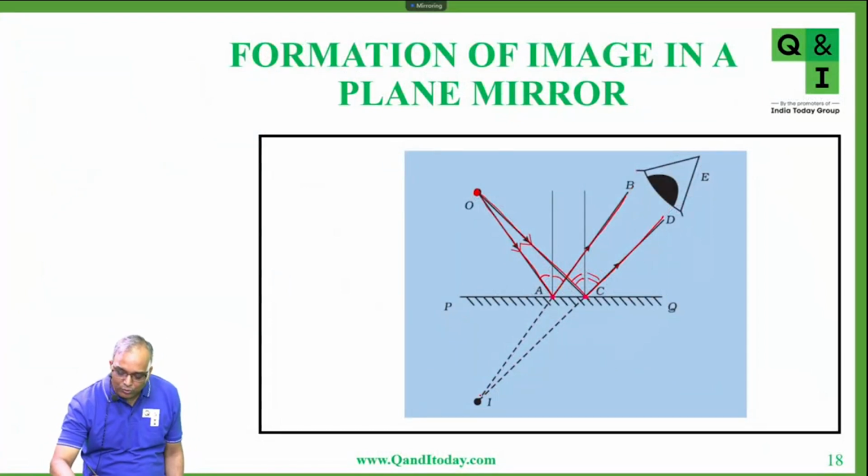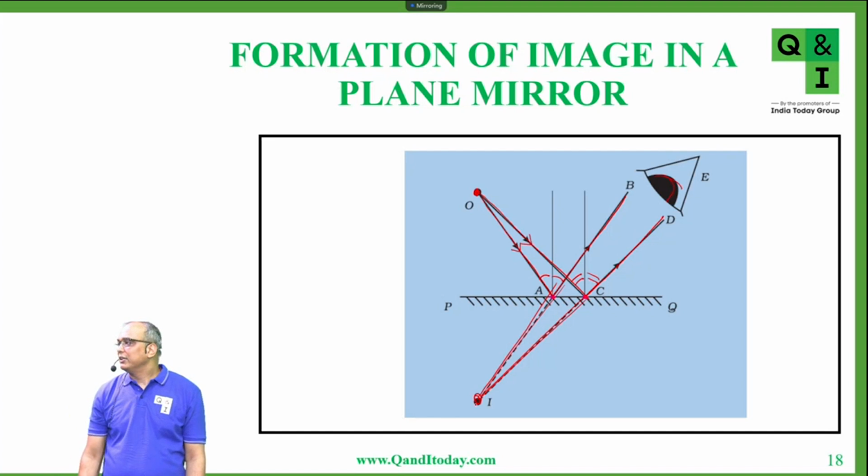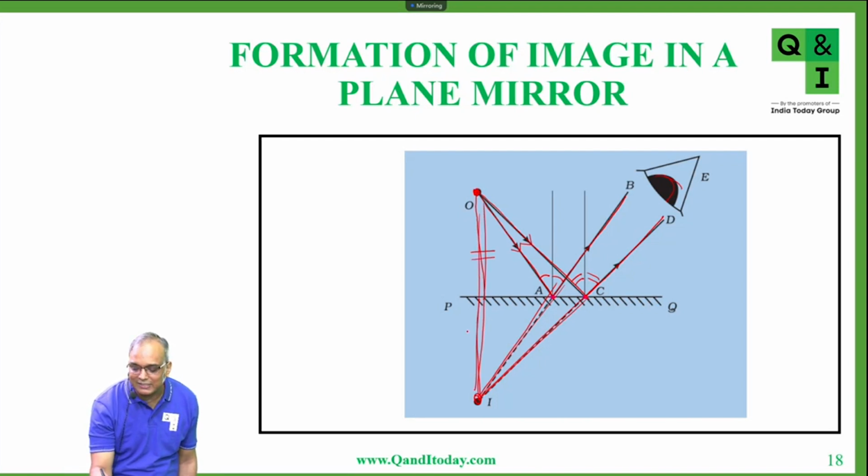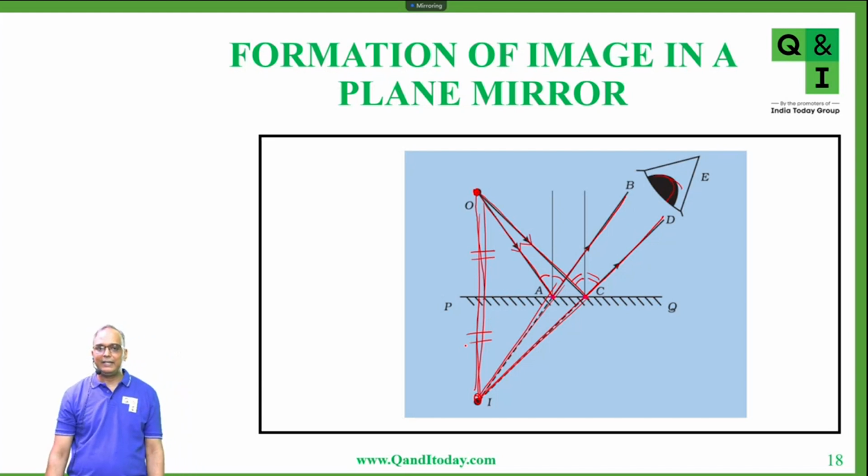If you extend it downwards, you will see that this observer sees the light ray coming from this point I. So the object which is at O, the image is formed at I. And there are certain things which you can note here. One is the distance of the object from the mirror is the same as the distance of the image from the mirror. So this distance will be equal to this distance. The image formed is virtual.